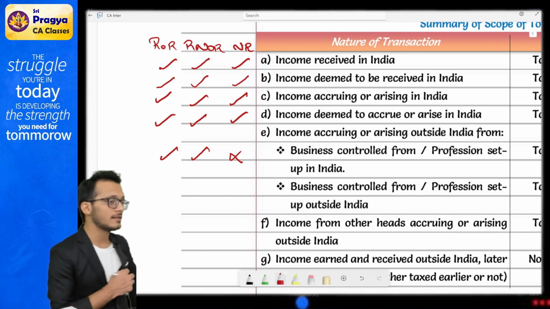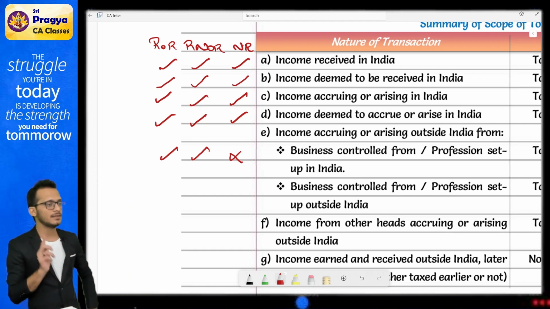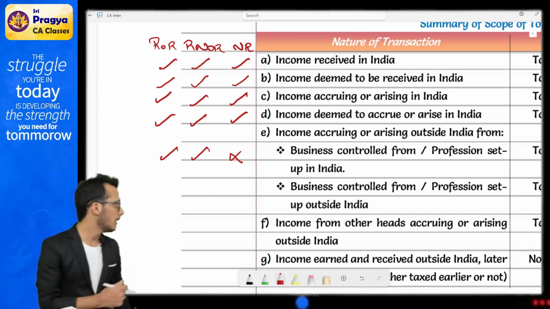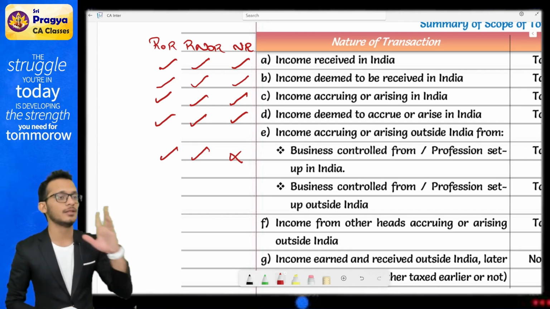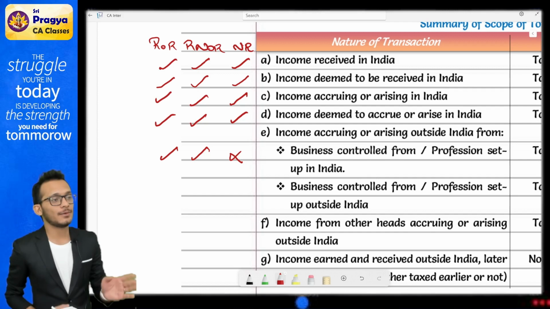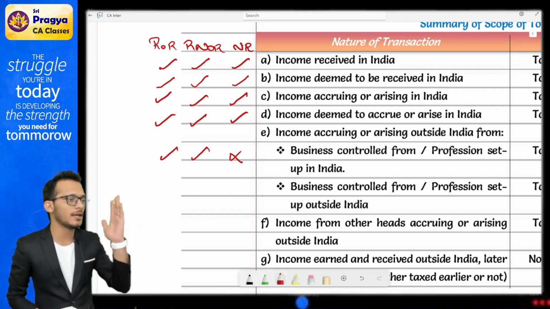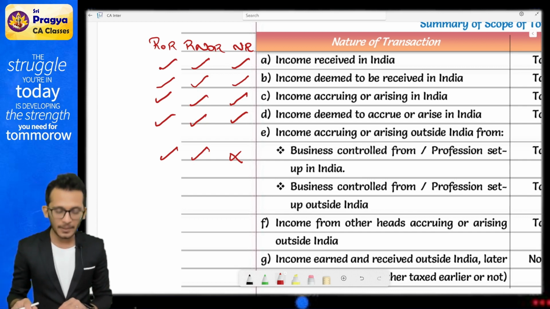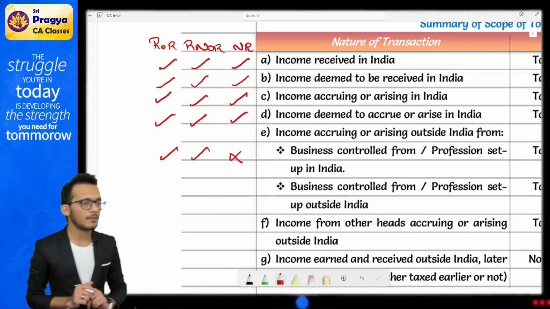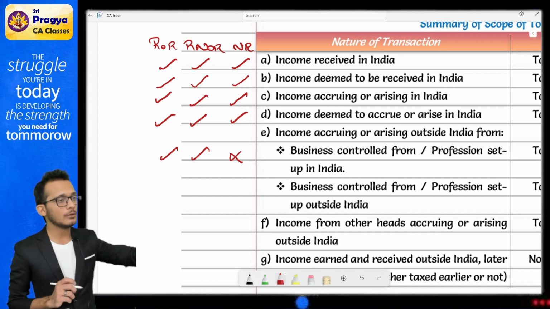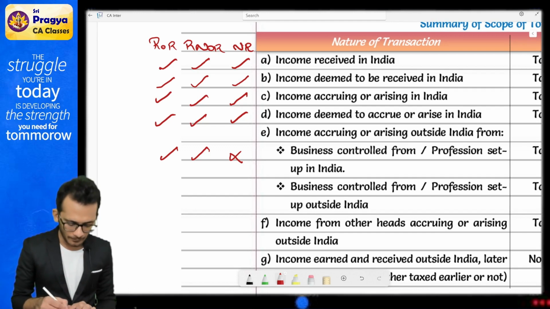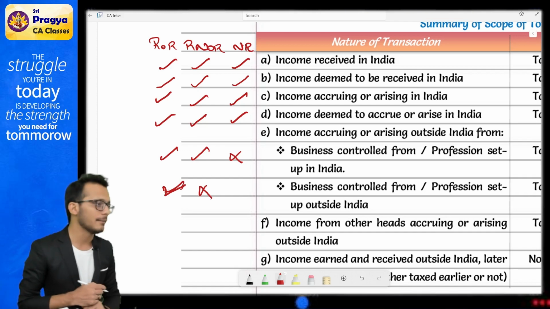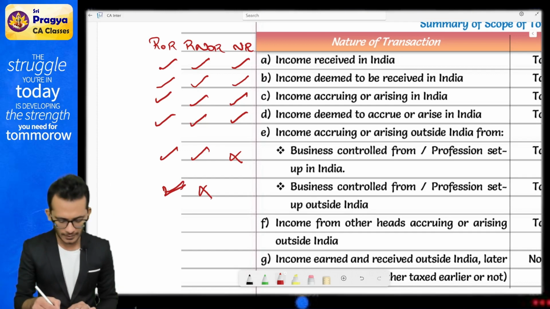Very good. Please understand this. In the exam, if they say that, Rahul, my income is accruing outside India, but the business is from India, for RNOR, everything is taxable. For NR, if the question says something is received in India, that will become taxable. Be careful. Then if they say my income is accruing or arising outside India from a business or profession controlled from outside India, ROR will say taxable. RNOR will say not taxable, it's from outside India. NR will say not taxable.